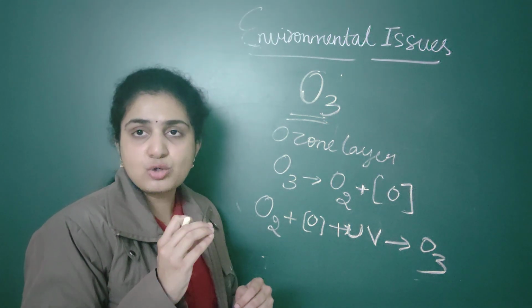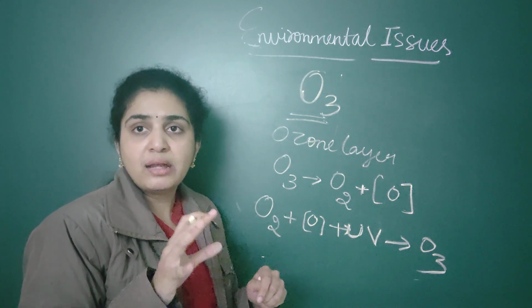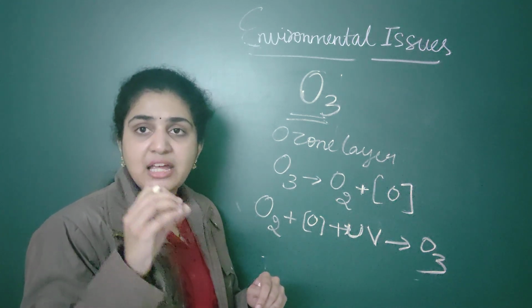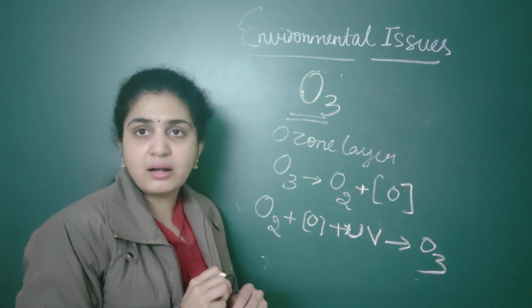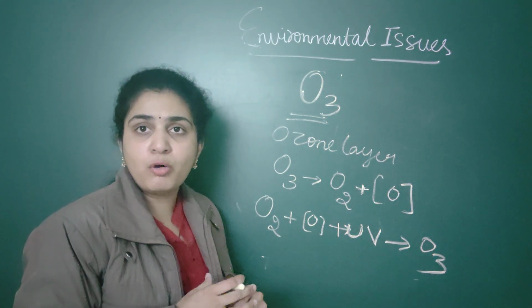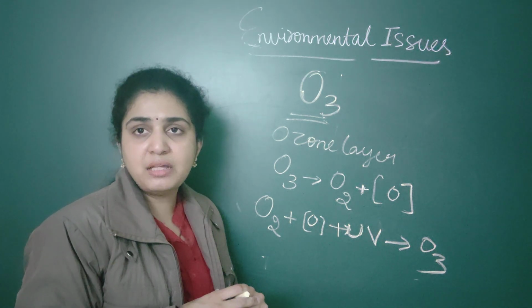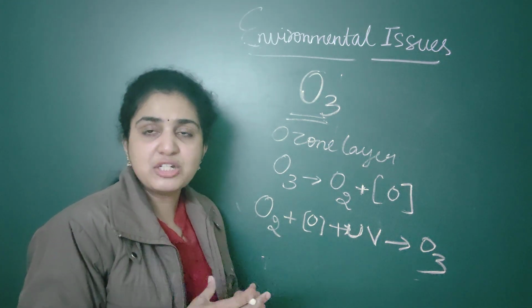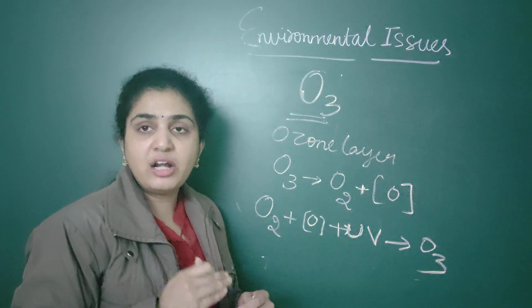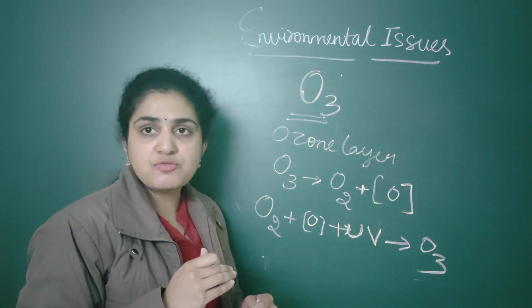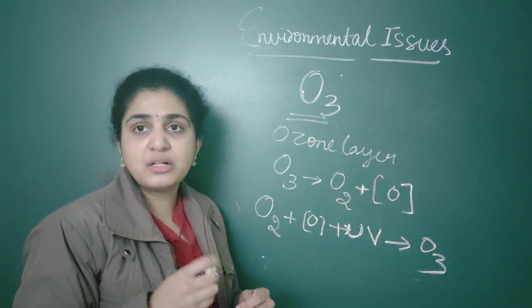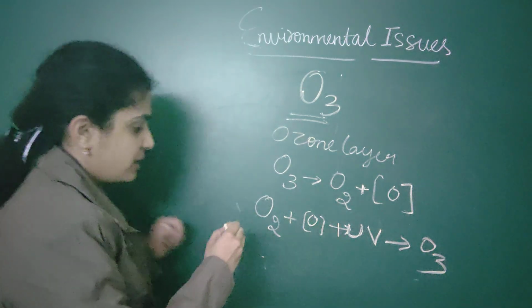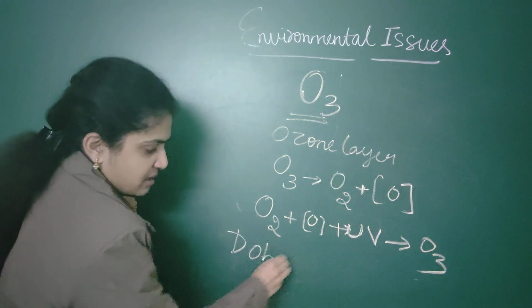Based on this thickness only, you will be able to calculate how much of the radiation is reaching the Earth's surface. So the thickness of the ozone layer which is present should be more. How much thickness should it be? How do you measure it from the ground level to the atmosphere? The thickness of ozone is usually measured in Dobson units.